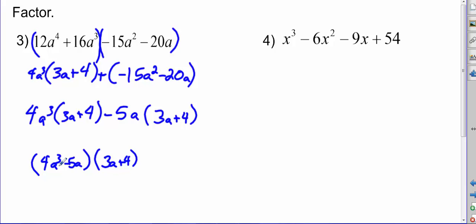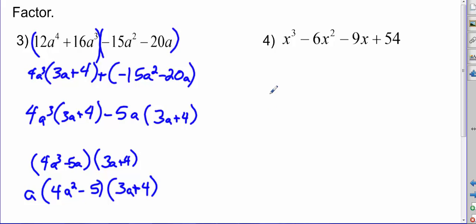Now on this one we're not done. Step 4 of our steps says that we have to check if either binomial can be factored further. On this one we can factor an a out of this. So we need to factor that a little bit further. So we still have a 4a squared minus 5 inside of that set of parentheses. This set of parentheses we don't need to mess with, so it stays the same. And now we're done with number 3.